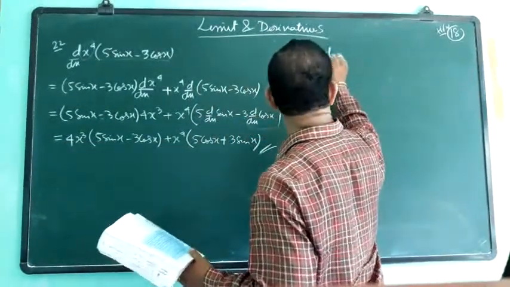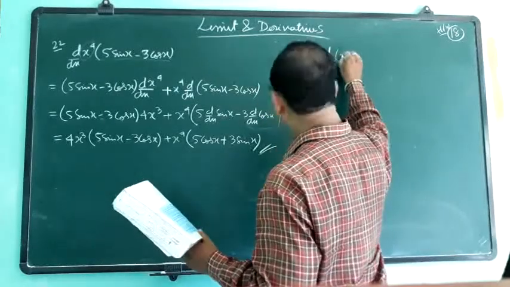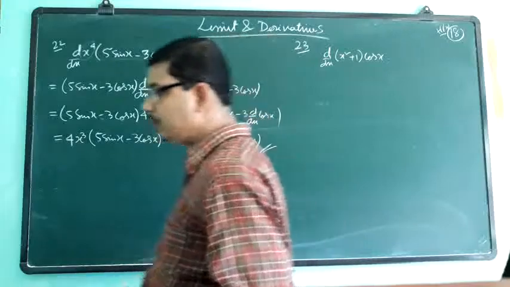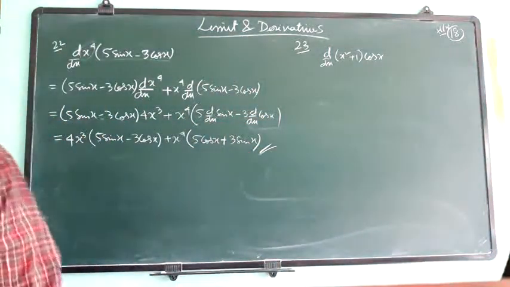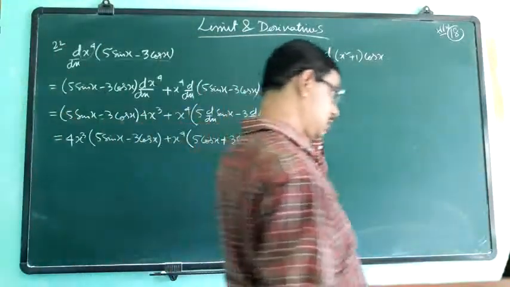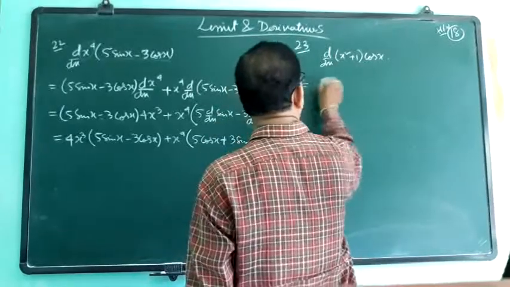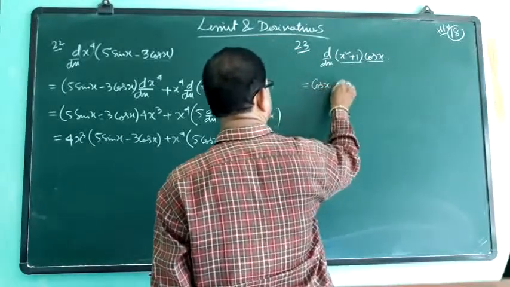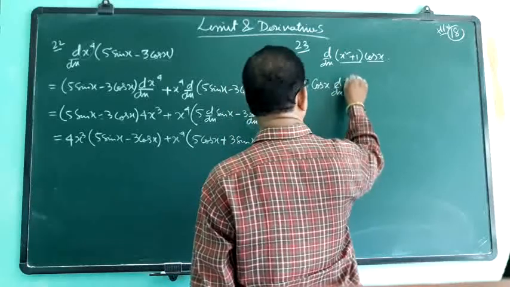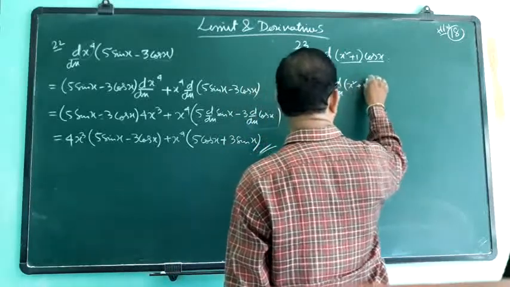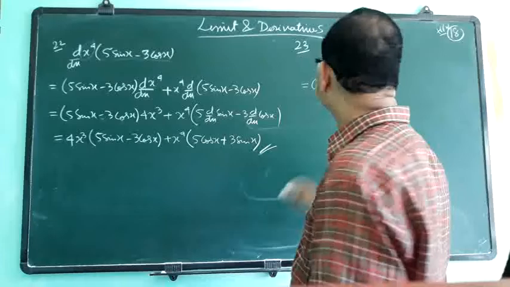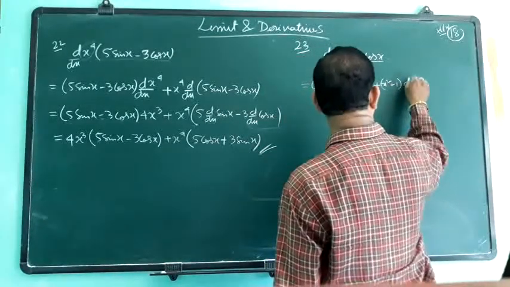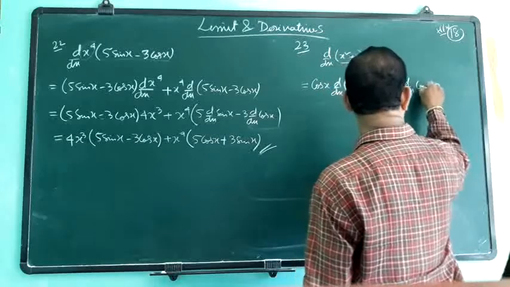Question 23. We have to differentiate x square plus 1 into cos x, u into v form. So u into v form, what is it? Take this one u, this one v. So the formula is cos x d/dx of x square plus 1. This is the first thing. Then x square plus 1 d/dx of cos x.